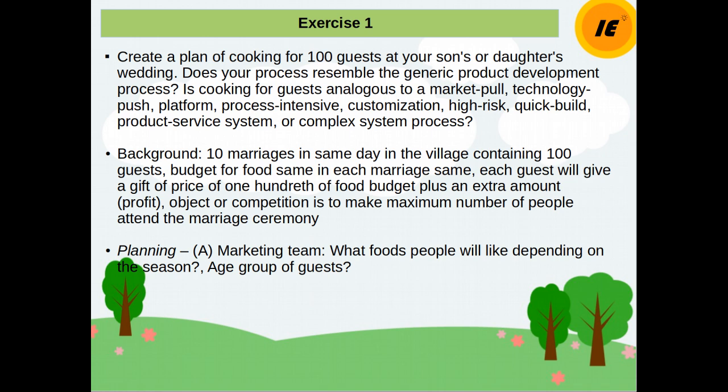To make the problem more interesting, let's assume that each guest by default will buy a gift of price 1/100th of the total budget of making food for the 100 guests, plus some amount which, let's say, is a profit for you. Okay, I should have said earlier that the total budget that can be spent on making the food or arranging the whole thing is the same for each family.